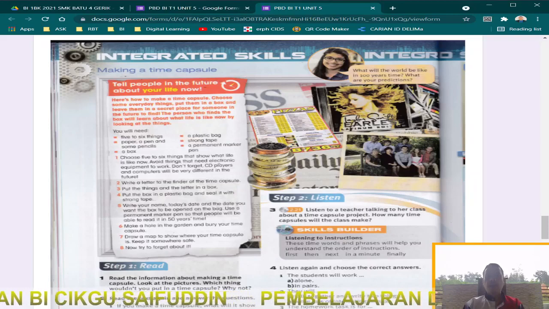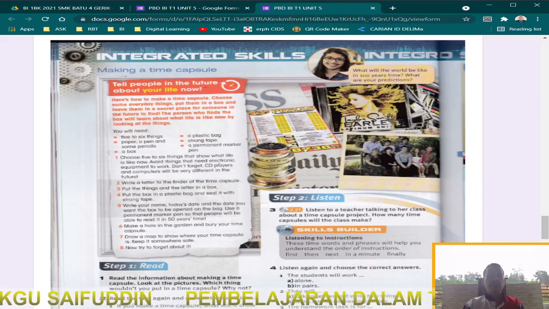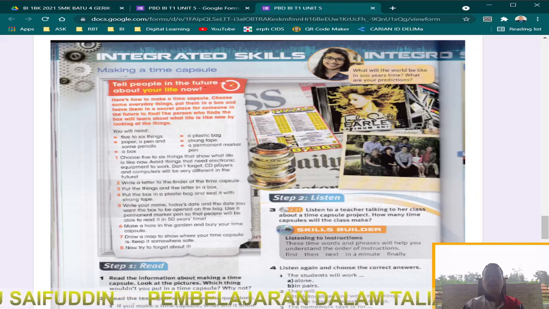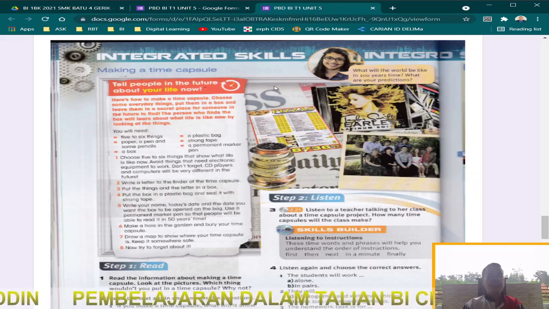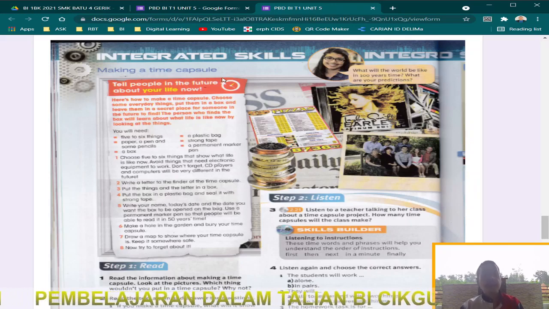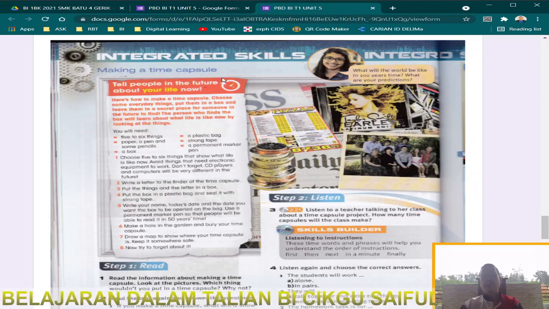Today we are going to learn about the integrated skills. We will come near to the end of this Unit 5. The title for this integrated skill is making a time capsule. Okay, making a time capsule. So what is a time capsule actually?